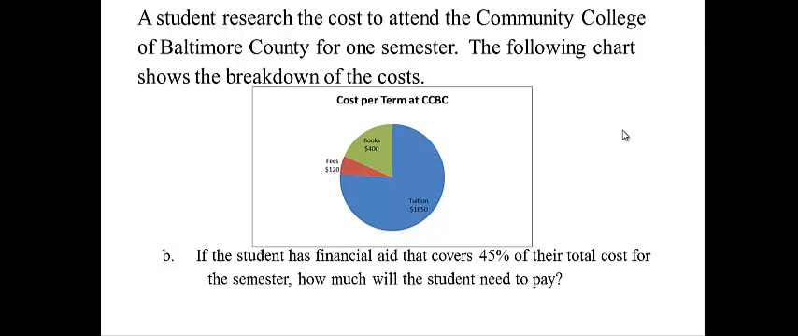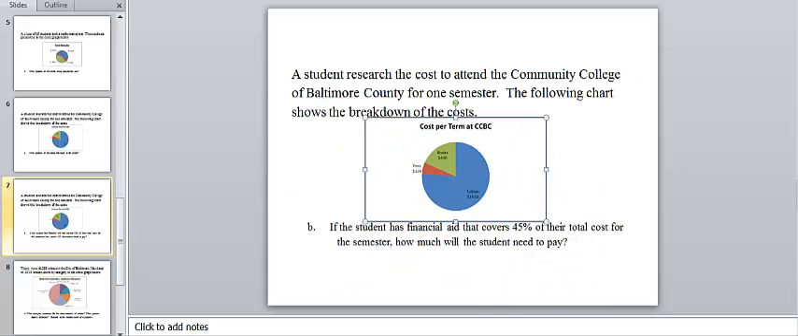Let's look at the question where student costs for one term at the Community College of Baltimore County are given by the following chart. If the student has financial aid that covers 45% of their total cost for the semester, how much does the student need to pay? If I'm going to determine that, I first need to know what's the total cost of a term at CCBC. So when I add up my tuition, books, and fees, it comes out to a total of $2,170. So there are my total costs.